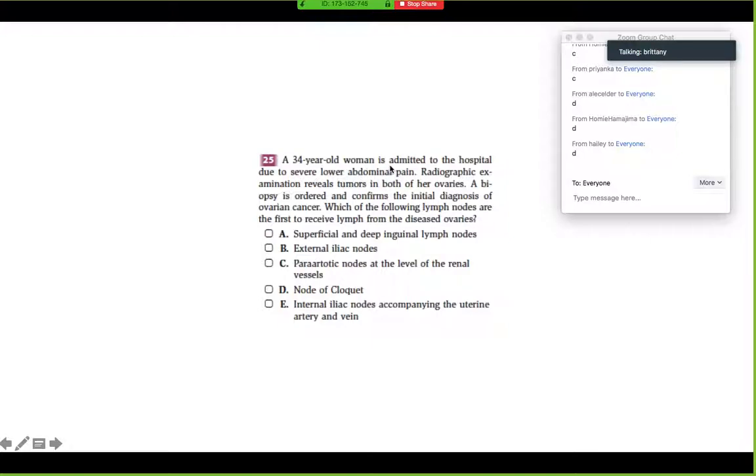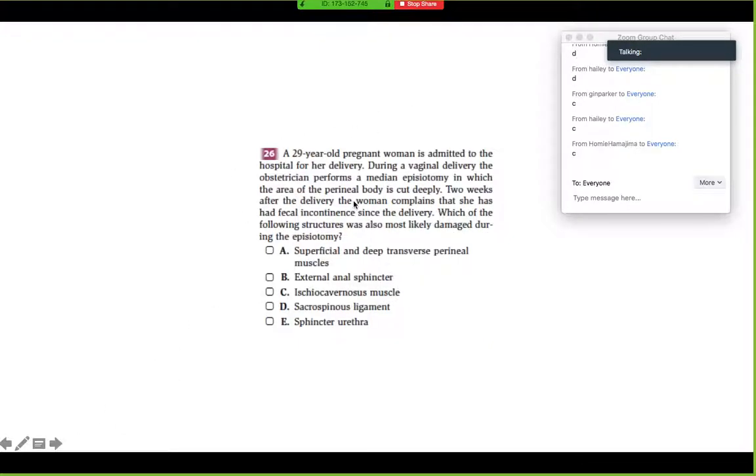All right, 34-year-old woman is admitted to the hospital due to severe lower abdominal pain. Radiographic exam reveals tumors of both of her ovaries. Biopsy is ordered, confirms diagnosis of cancer. Which of the following lymph nodes are the first to receive lymph from the diseased ovaries? Yes, C. I would put a star by this one because she pretty much came out and said that you're going to get a question about this. And I think this is a totally reasonable stem that you might see on your exam.